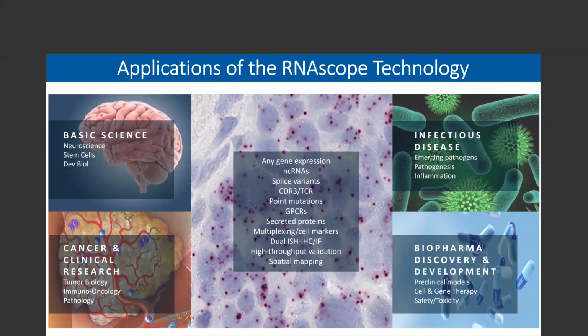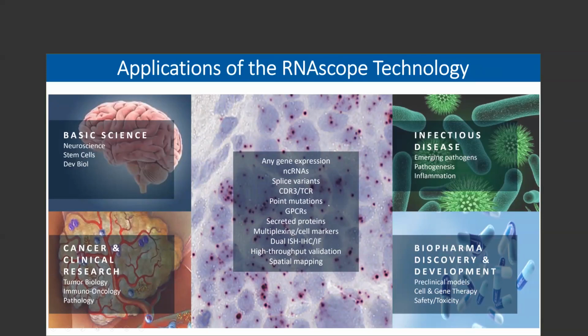Thank you, Tapan. As Tapan mentioned, today we'll be focusing on the RNAscope chromogenic assays and the BaseScope chromogenic assays. In this slide that you can see on the screen, we have detailed the different applications and research areas in which the RNAscope technology is applicable. The RNAscope technology encompasses both the RNAscope assays and the BaseScope assays. In the central panel, you can see the different target types that can be analyzed using these assays, which include non-coding RNAs, splice variants, GPCRs, point mutations.